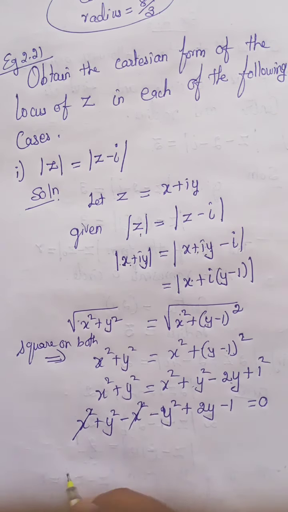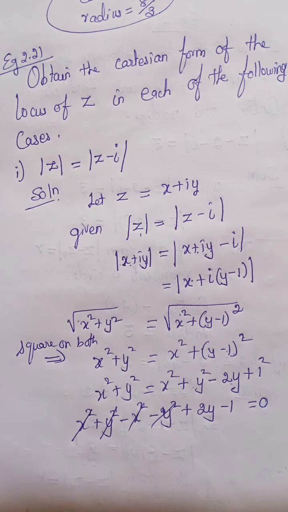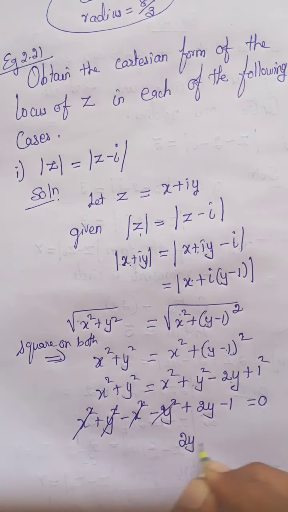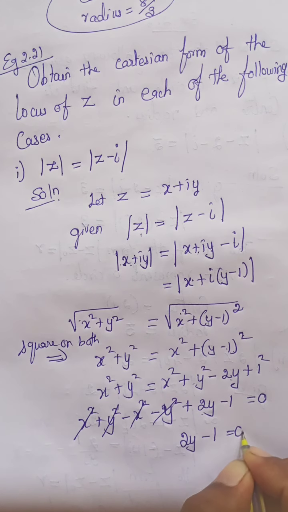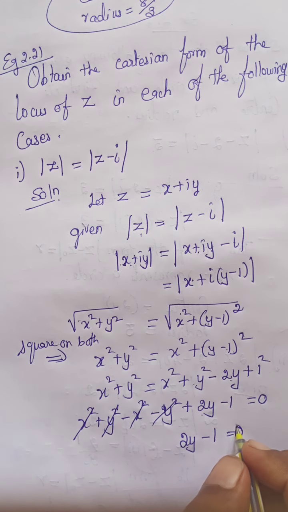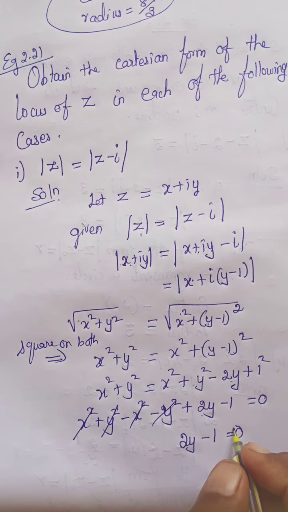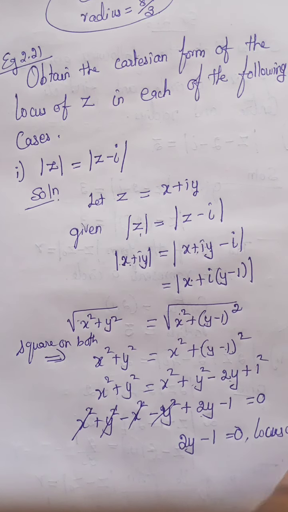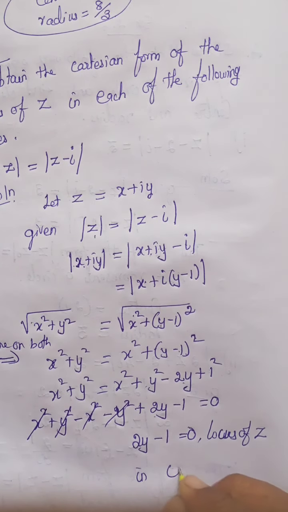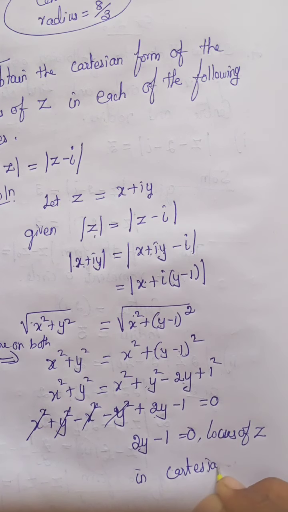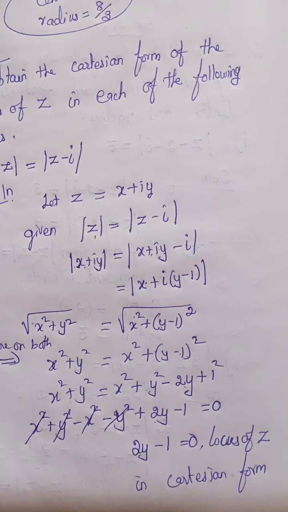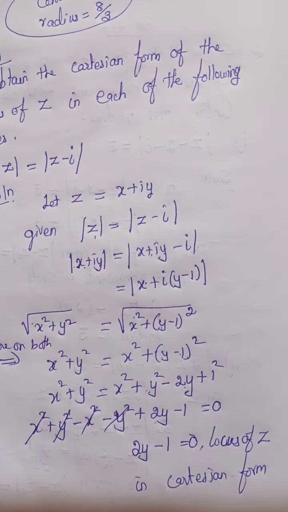See, x square minus x square, y square minus y square will get cancelled. So, 2y minus 1 equal to 0. Okay. This is the locus of z in Cartesian form. Is that clear? We can do one more subdivision in this.